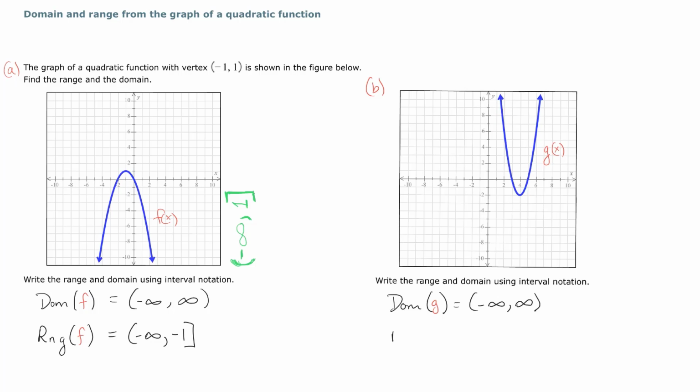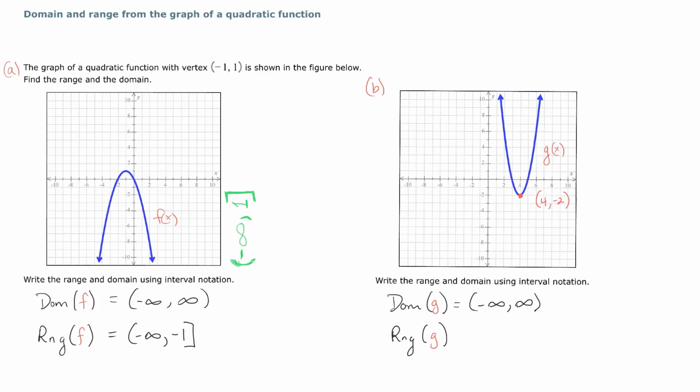If you need to, tilt your head 90 degrees to your left. And the range of g, let's read the vertex from the graph. That's going to be key. The vertex here is 4, -2. In this case, because the parabola is opening up, the emphasis here is not a maximum value, but a minimum value. So if it's concave up, the parabola is going to have a minimum.